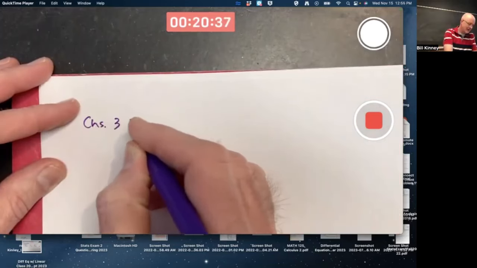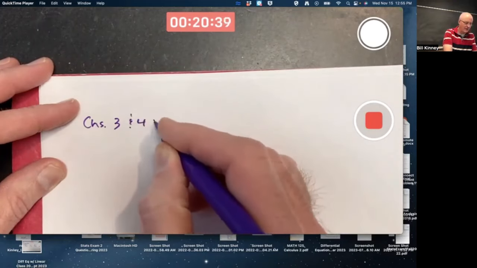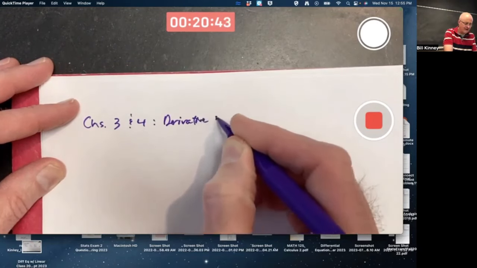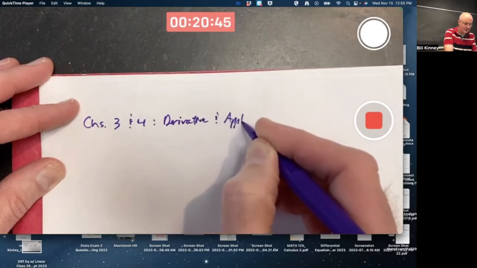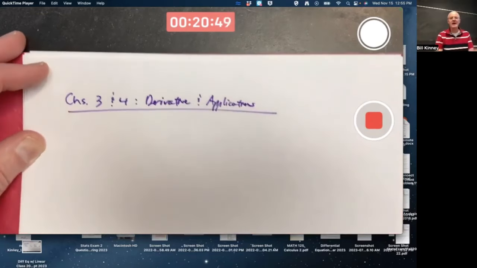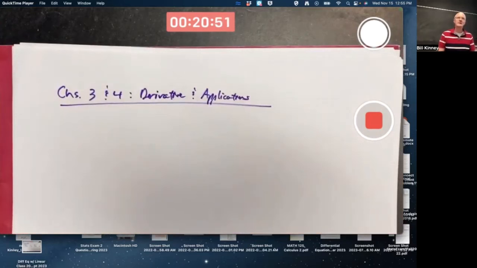Chapters 3 and 4 are about derivatives and applications. That's what exam 2 is about: pretty much everything you should learn about derivatives and applications in a Calculus 1 course, the heart of the course. At the beginning of chapter 3, we started with a bunch of derivative rules.